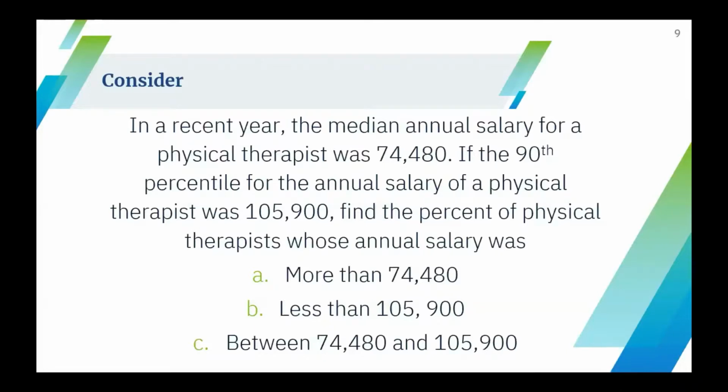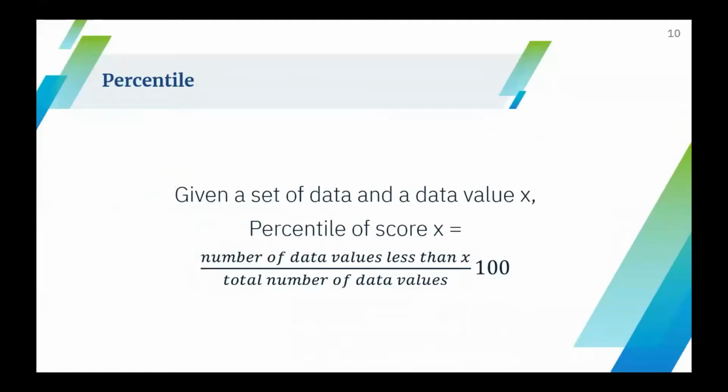And from parts A and B, we can deduce that 90% minus 50%, which is equal to 40%, of the physical therapists earned between 74,480 and 105,900. The following formula can be used to find the percentile that corresponds to a particular data value in a set of data. Given a set of data and a data value x, the percentile of score x is equal to the number of data values less than x over the total number of data values, times 100.